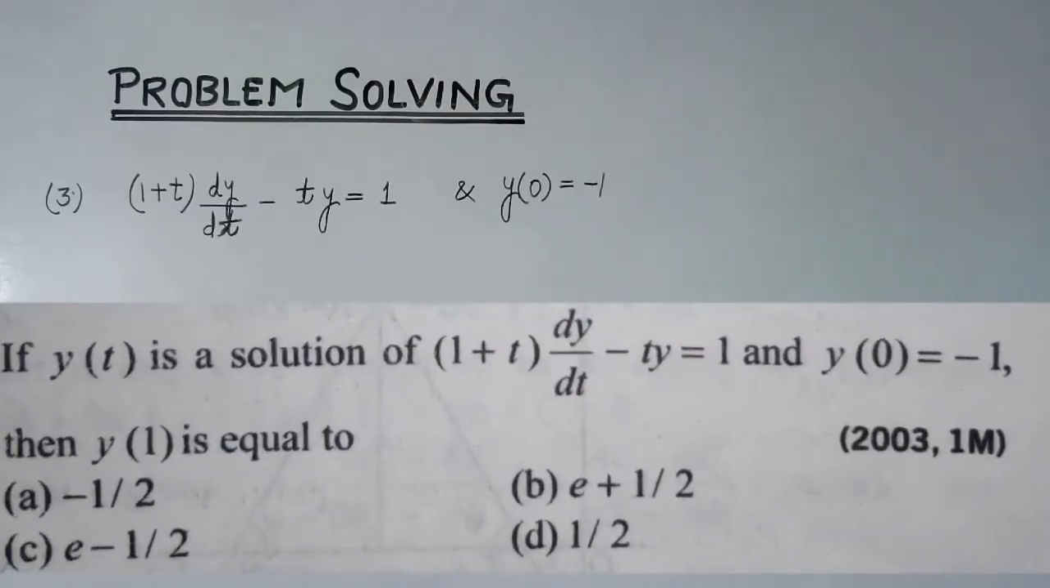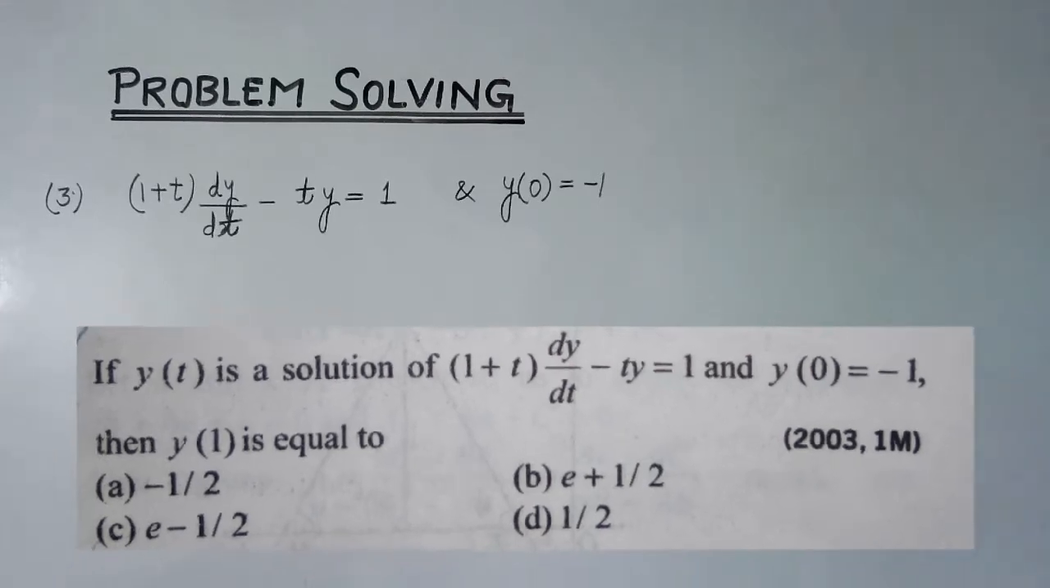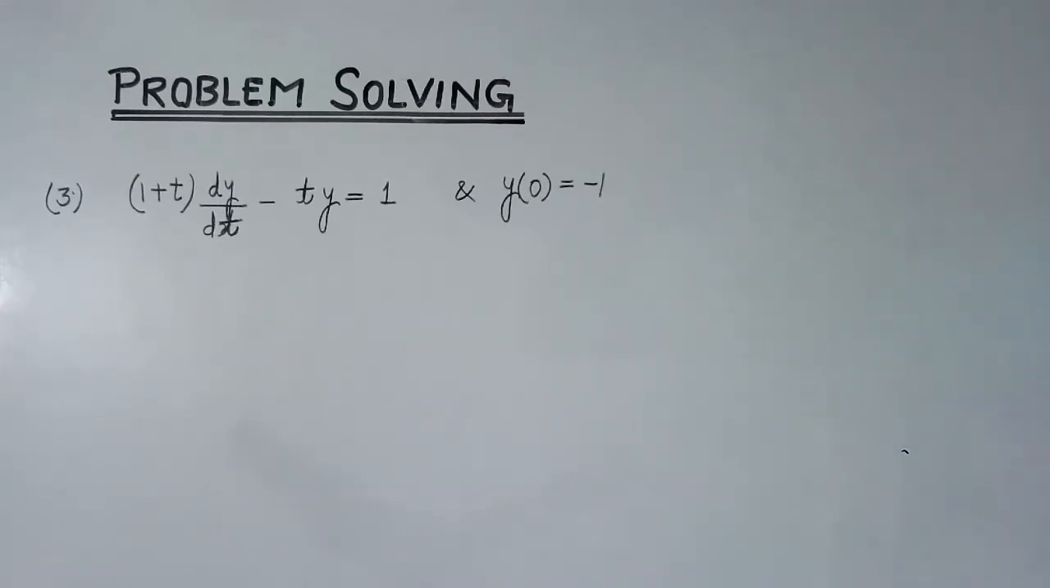Now the third question is on the screen. If y(t) is the solution of (1 plus t) dy by dt minus ty is equal to 1, this is actually the differential equation in terms of t. I'm again repeating the question. If y(t) is the solution of the differential equation and y(0) is equal to minus 1, then y(1) is equal to. For that you need to solve this equation and then find out the value of the constant, and then you can find out y(1). Okay, so let us solve it.